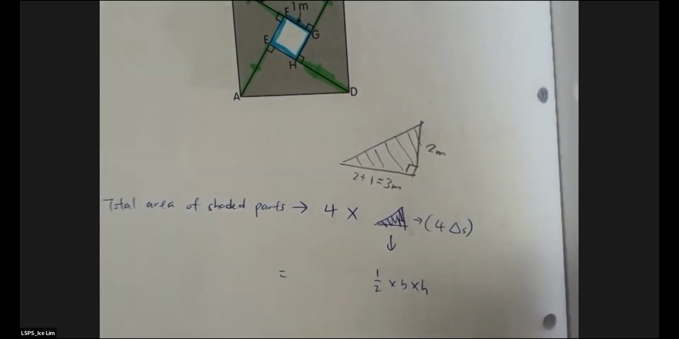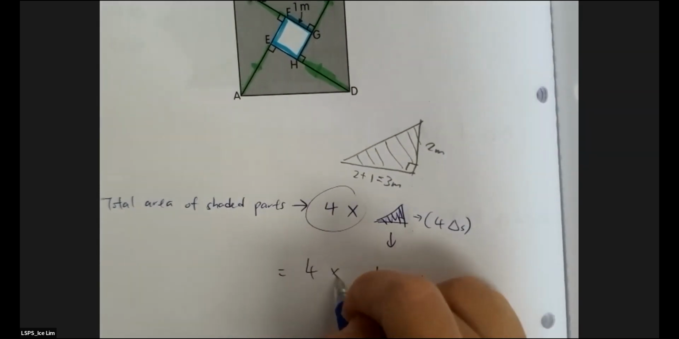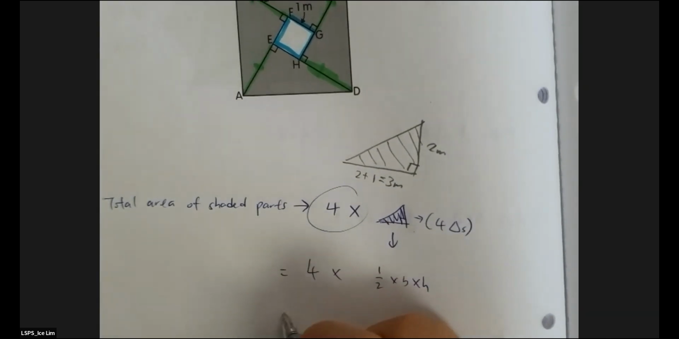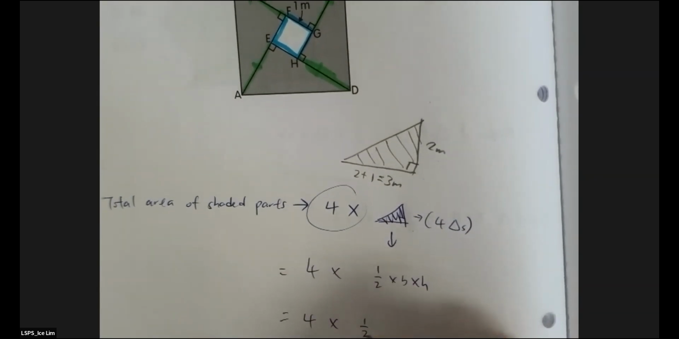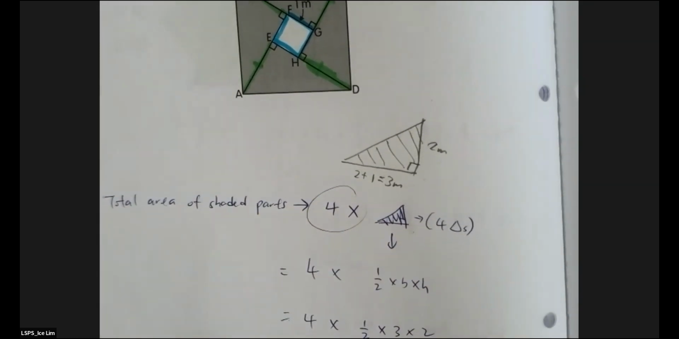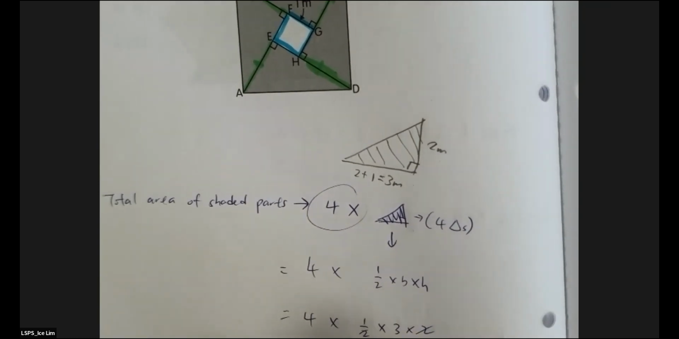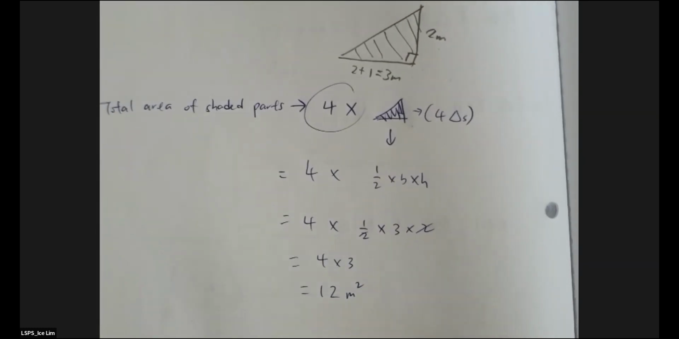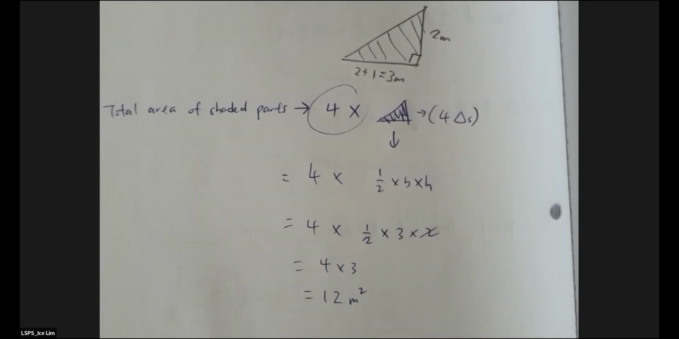Right, correct or not? And then there are 4 of it, so I have 4 times half times the base is 3, the height is 2. Okay, I can cancel this one. The answer is just 4 times 3, and that will be 12 square meters. Finish. You managed to get it?